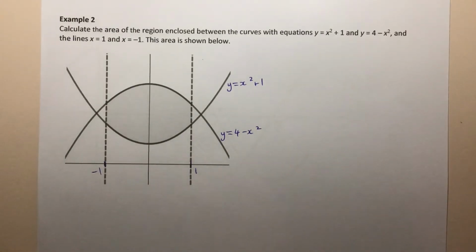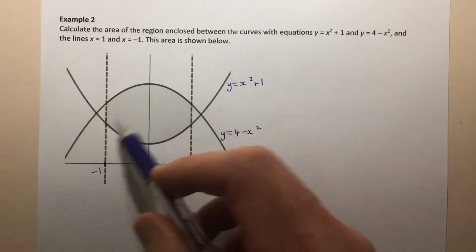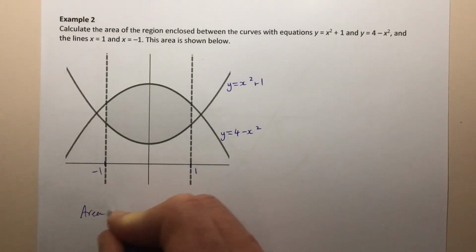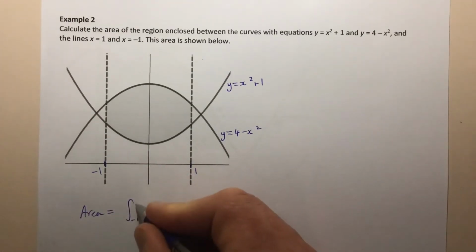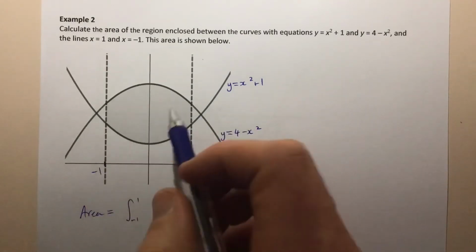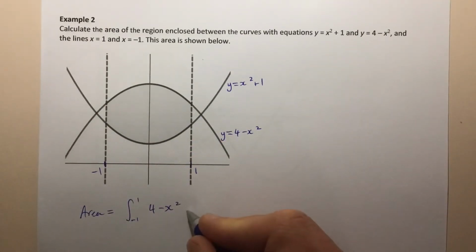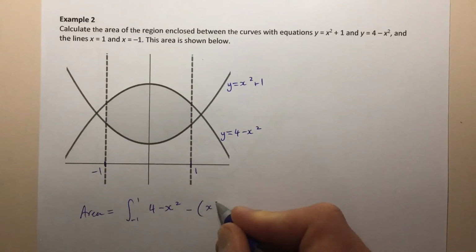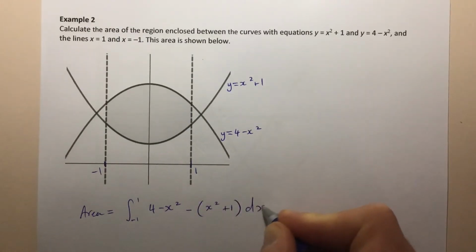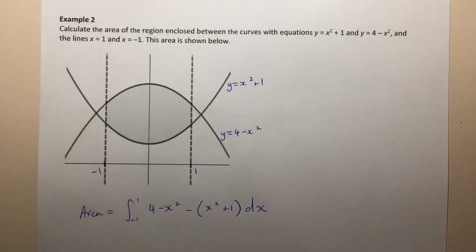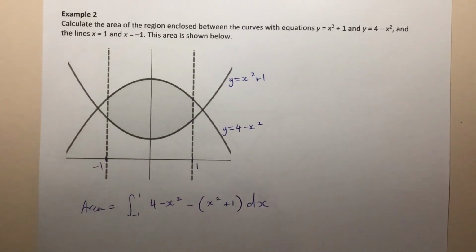And so we can set up the integral to say that the area will equal the integral from negative 1 to 1. The function that's on top in this region is 4 minus x squared, minus the function on the bottom, which is x squared plus 1. Okay. If we work it out that way, we'll get the right answer, no problem. There is a little bit of a shortcut that I just want to point out, or an alternative method that can be a little bit easier.